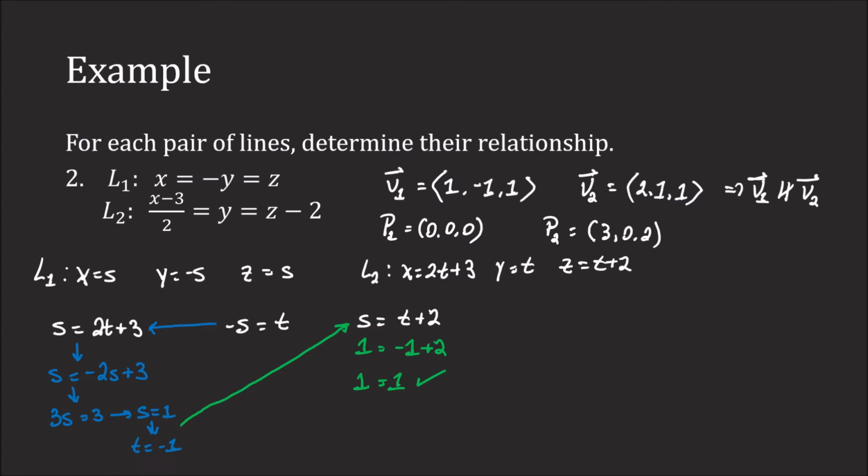This means that these two lines intersect at their common point, which is where s is 1 and t is negative 1. So plugging s equals 1 back into line 1, we get the point (1, negative 1, 1).